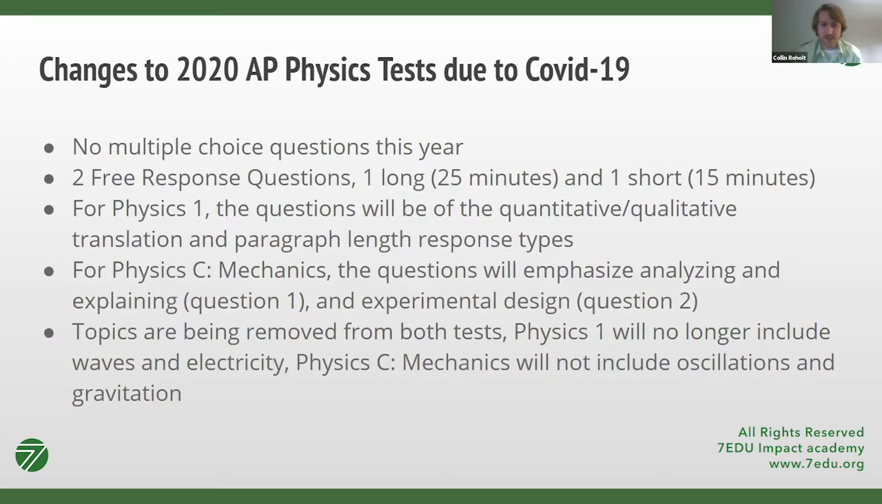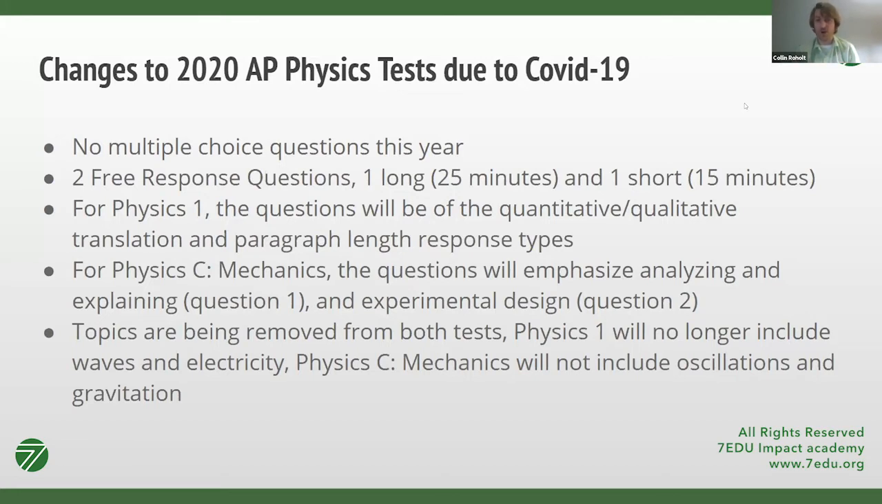For Physics C, the long question is going to be more of an analyzing, explaining type of question, which is pretty typical. And then the second shorter question is going to be more experimental design related. They also, because a lot of schools are dealing with a shortened school year, have decided to basically cut off the amount of topics that are going to be covered on this year's test.